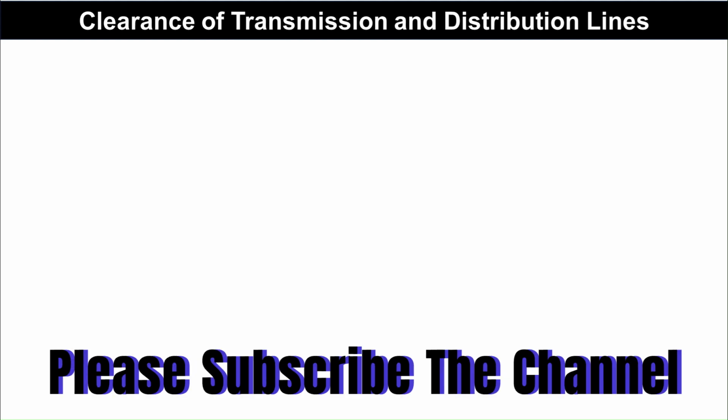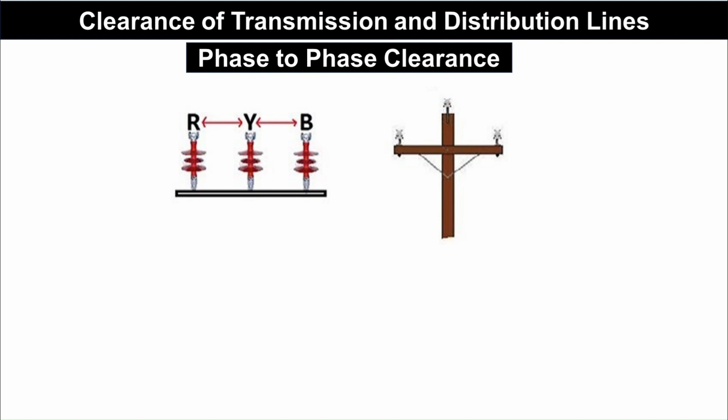To prevent the power line outage due to weather conditions like snow, wind and extreme temperatures, proper clearance between phase to phase and phase to ground is needed. First of all, we will see the phase to phase clearance. What does the phase to phase clearance mean? We have three phases R, Y, B. The distance between these two phases is called the phase to phase clearance, and similarly the distance between Y and B is called the phase to phase clearance.